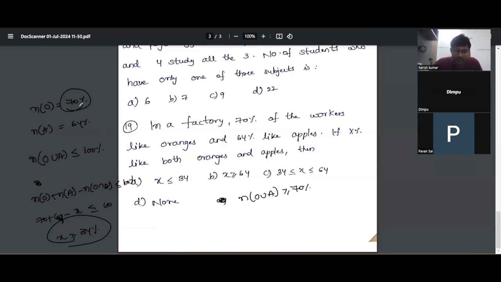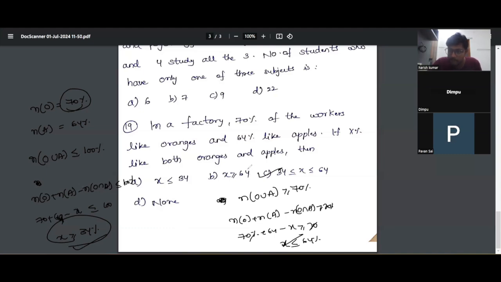At least it has to be greater than this, because even if there is a common part, the union is at least that. Do you understand this logic? So this is n of O plus n of A minus n of O intersection A greater than or equal to 70%. So this is 70 plus 64 minus x greater than or equal to 70, right? So from here I'll get x less than or equal to 64%. So x greater than 34%, x less than 64%. So option C is the right answer.